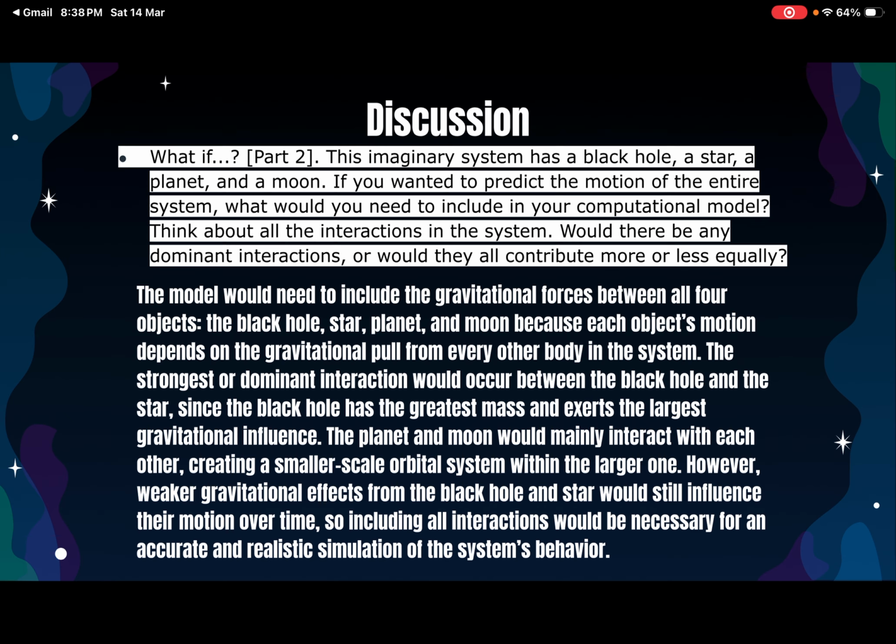The planet and moon would mainly interact with each other, creating a smaller scale orbital system within the larger one. However, weaker gravitational effects from the black hole and star would still influence their motion over time. So including all interactions would be necessary for an accurate and realistic simulation of the system's behavior.